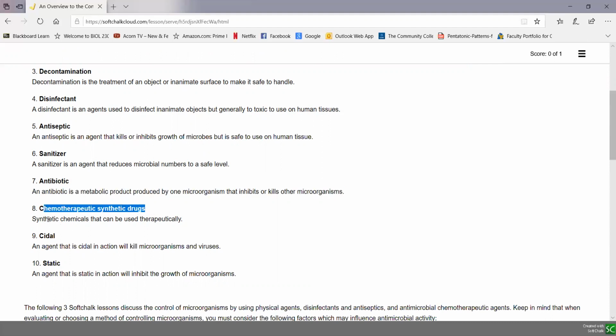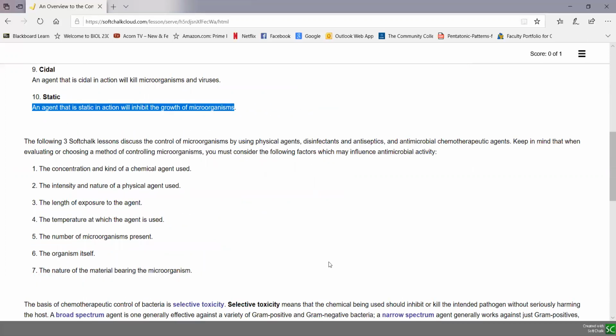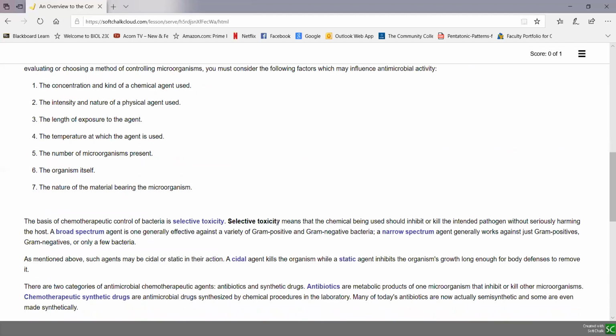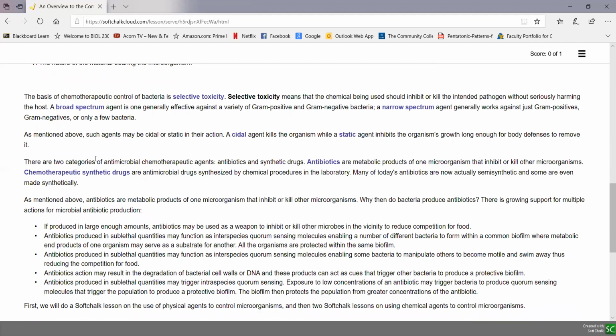Chemotherapeutic synthetic drugs, these are synthetic chemicals that we use to treat therapeutically rather than made by microorganisms. An agent that is cidal in action will kill microorganisms and viruses, whereas an agent which is static in action will inhibit the growth of microorganisms, slow down their growth, but not necessarily kill. So anyway, those are some general definitions. A number of other definitions we need when we talk about antibiotics shortly are listed here.